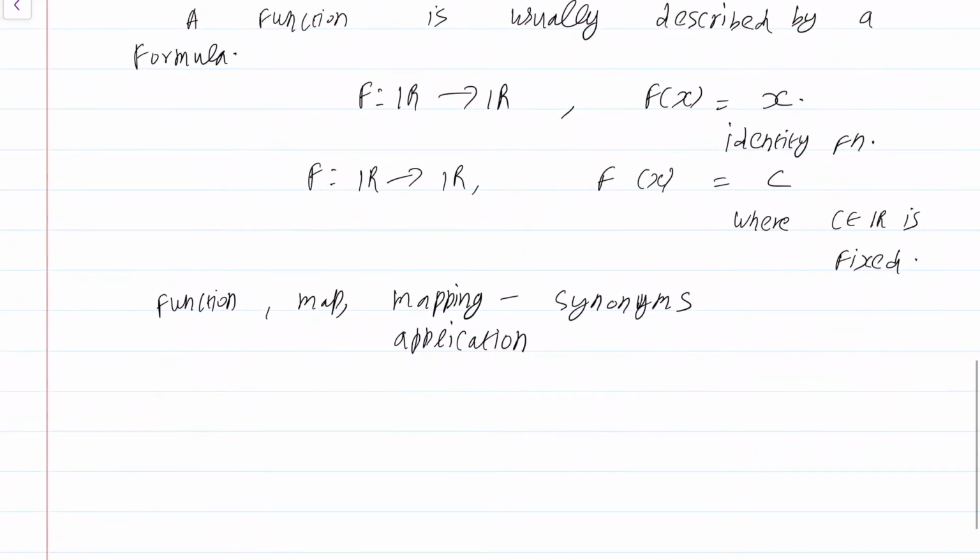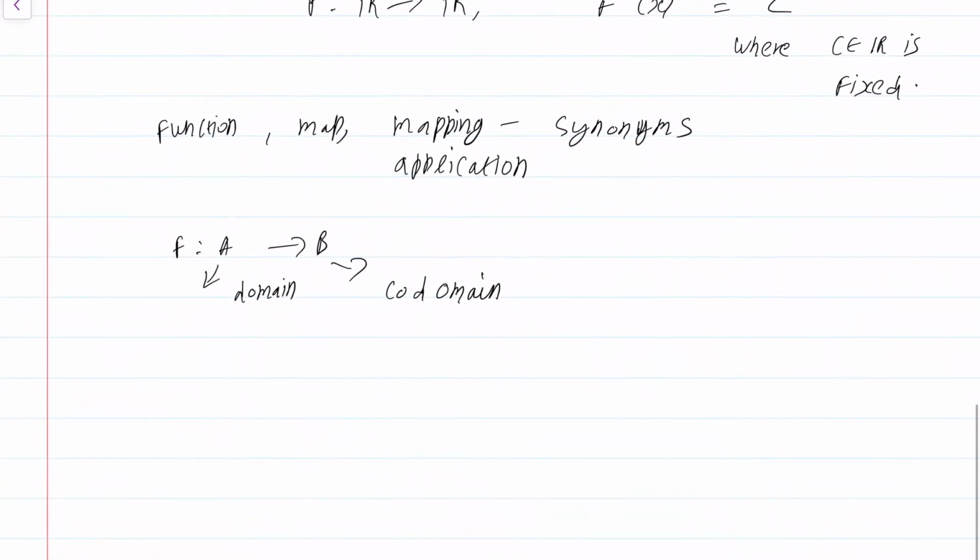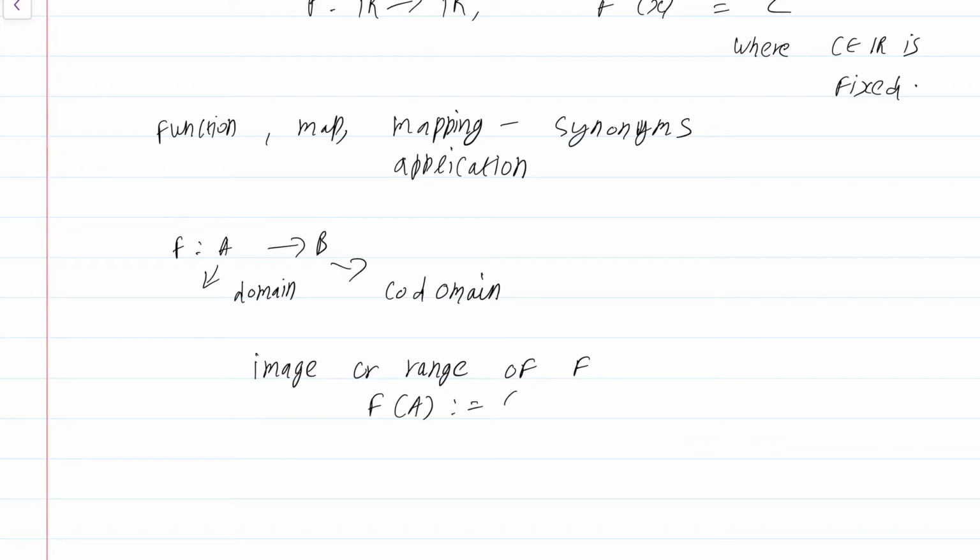Okay. So some more terminology regarding functions. When you have a function f from A to B, the set A is called the domain. The set B is called the codomain. Okay. There is a third set. This is called the image or range of f. This is the set f of A, which is defined to be the collection of all y in B such that f of x equal to y for some x in A.